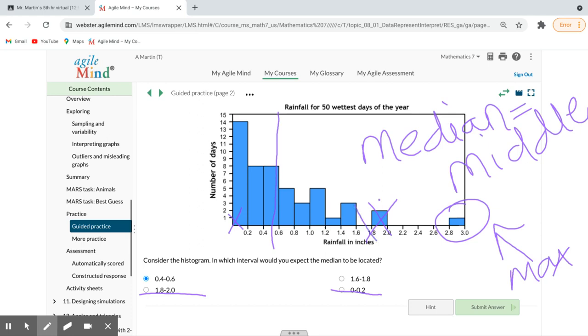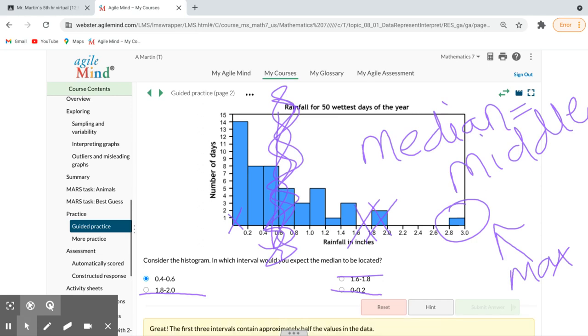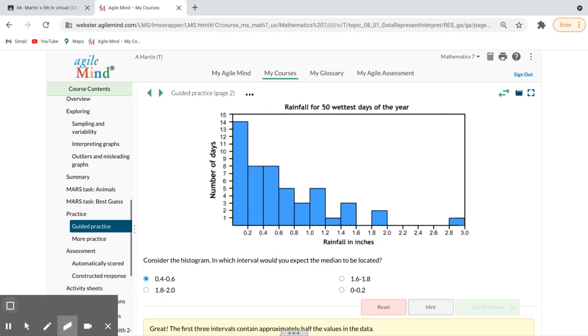And 1.6 and 1.8 are actually right beside it. And so we know that the middle of our data should be somewhere in this area. So if it's not in this area, then it cannot be our median. So the best possible answer was what Devin said earlier, which was what, Devin? 0.4 to 0.6. Good. Does anybody have a question about that? Good deal. We're going to move on to our next question, which is question number 3.